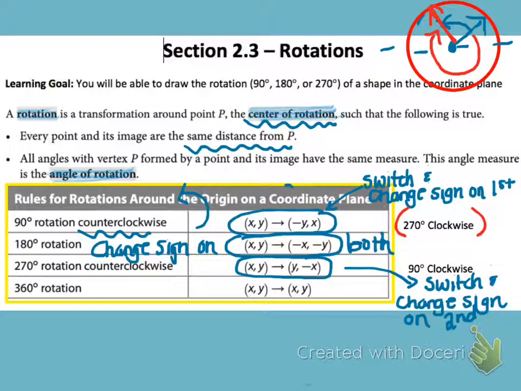And finally, the easy one, 360 degrees. And you know, if you turn around 360 degrees, you're right back where you started from. So the coordinates stay exactly the same. X, Y maps onto X, Y. So no change needed when you're going 360 degrees.